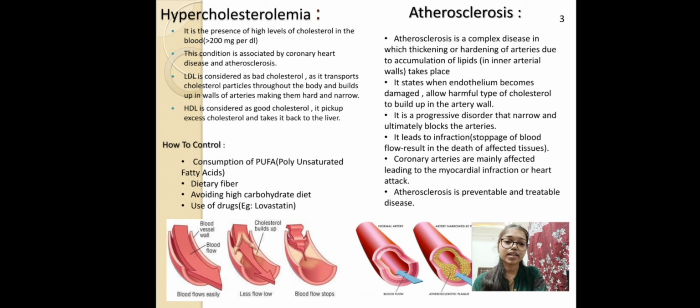So next, coming to the second disorder, that is atherosclerosis. Atherosclerosis is a complex disease. We know disease and disorder are two things where a disease can be cured, whereas a disorder cannot be cured permanently, but it can be managed. So atherosclerosis is a complex disease in which thickening or hardening of arteries takes place due to the accumulation of lipids in the inner arterial walls. That means the wall of the arteries gets deposited by the lipids, which makes the arteries thickened or hardened.